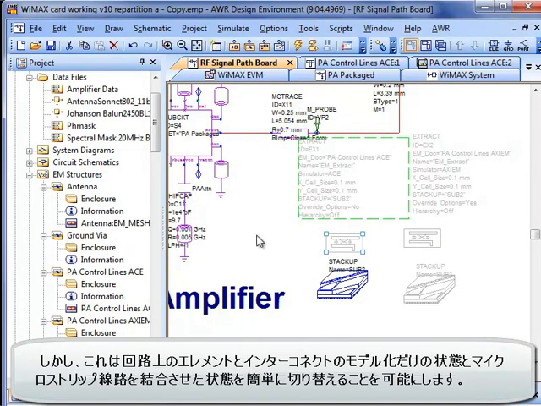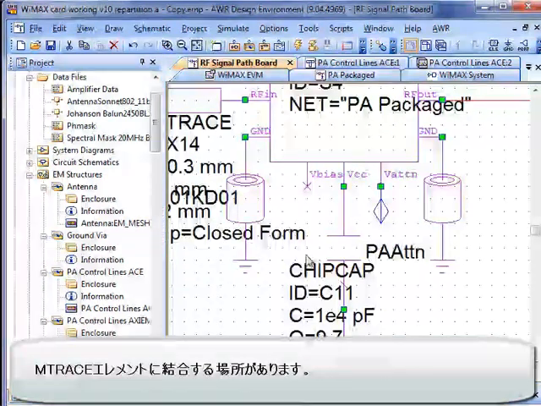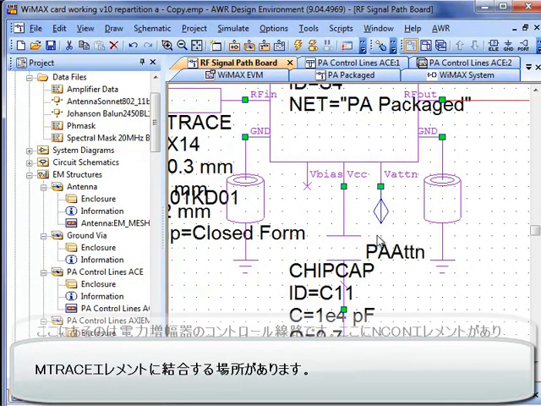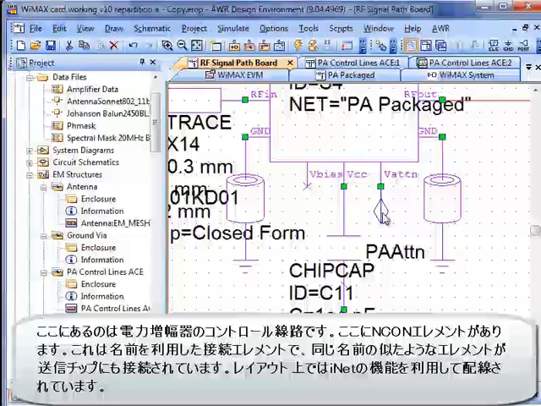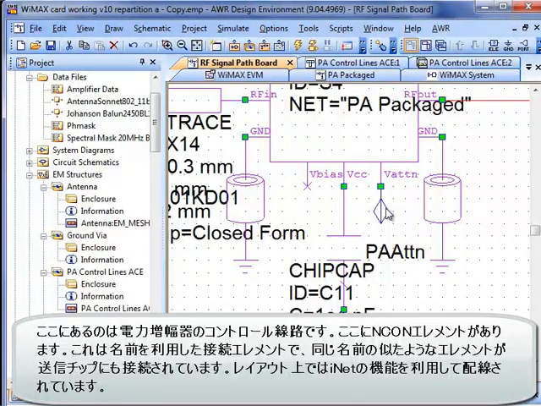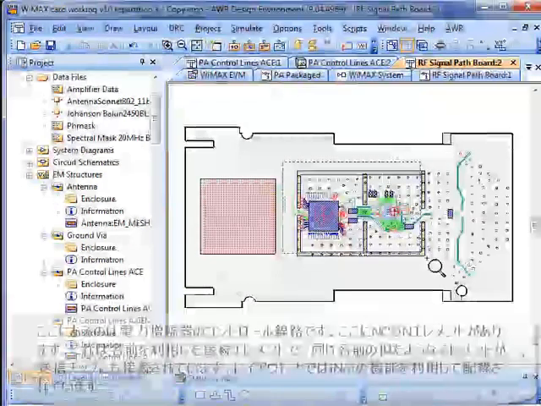Well, where are some of those other elements? We've already looked at some of those couplings in the M-trace elements, but where are some of those other lines that I'm talking about? Well, here on the control line for my power amplifier, you see an NCON element, a named connector element, and that's going to attach back to a similar element with the same name on the transceiver chip, and that gets implemented in the layout as iNet routed lines.